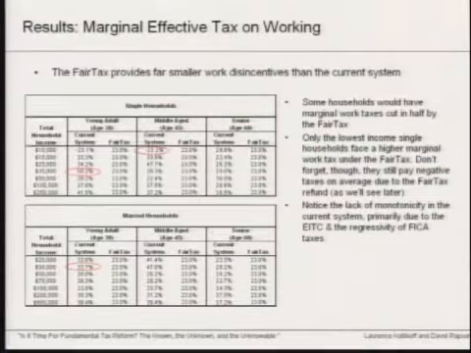Okay, so on to the results that we found. These are straight out of the back of the paper there. What we have here in these two tables, the top one compares the marginal effective tax on working under the current system versus the fair tax for single households and married households. And just about across the board, the fair tax is, obviously, at a constant 23%, and there's obviously some controversy about what that number would actually be. But even if it's a bit higher, we can see that under the current system, the marginal taxes are very high, almost across the board.